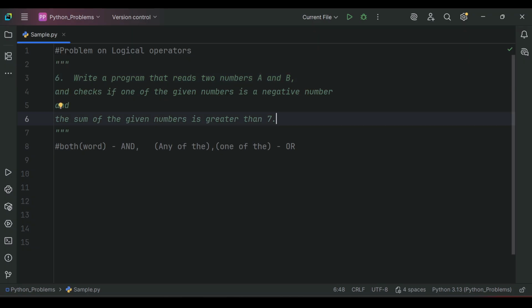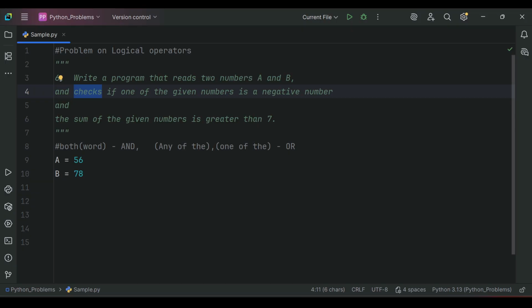In the previous video, we saw 5 problems on logical operators. In this video also we will see more problems. Let's have a look. See here friends, write a program that reads two numbers as input. Here I am randomly taking A is equal to 56 and B is equal to 78, and checks.